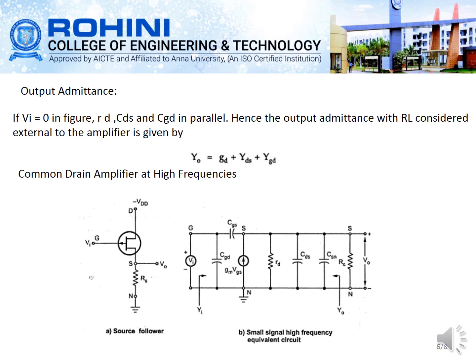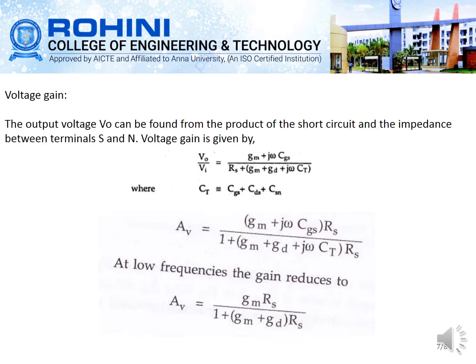It is a fixed bias circuit. Here we draw the small signal high frequency equivalent circuit for the common drain amplifier, the source follower, and we calculate the voltage gain. The output voltage V0 is found from the product of the short circuit current and the impedance present at the source terminal. The voltage gain is V0 divided by Vi equal to GM plus j omega CGS divided by GM plus GD plus j omega CT, times RS. At low frequencies this gain reduces, so we can simplify the term, that is AV is equal to GM into RS divided by 1 plus GM plus GD into RS.